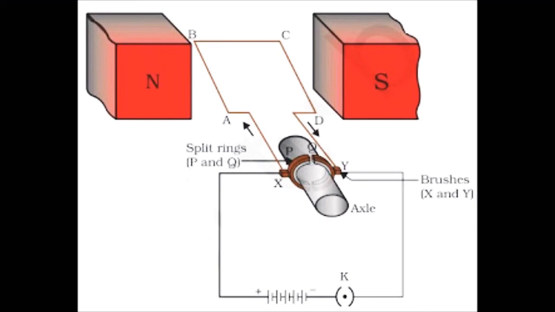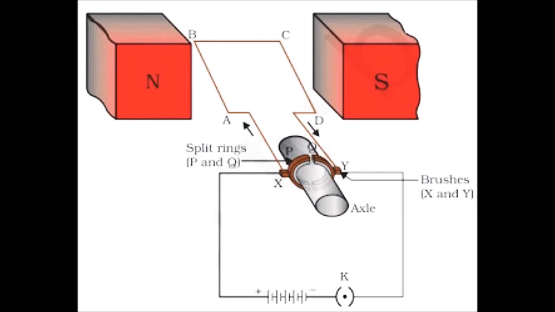Let us consider this diagram in which ABCD is a rectangular coil of insulated copper wire placed between two poles of a magnet such that AB and CD are perpendicular to the direction of the magnetic field. The ends of the coil are connected to the halves P and Q of split rings. These are the split rings, the half indicated by P and the other by Q. These are extended to points X and Y, insulated and attached on the axle. This is the axle.